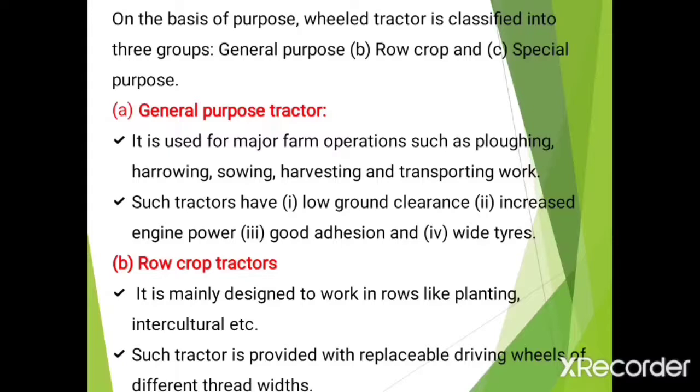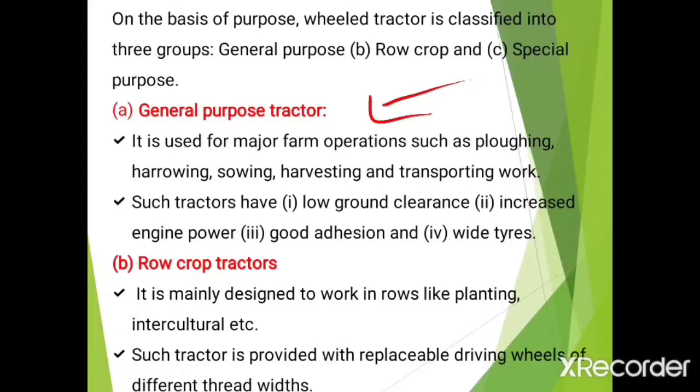First is the general purpose tractor. It is used for major farm operations such as plowing, harrowing, sowing, harvesting, and transporting work. Mainly in this type of tractor the purpose is considered. So what purpose you are going to use the tractor for is considered in this type of tractor, so it is called a general purpose tractor.